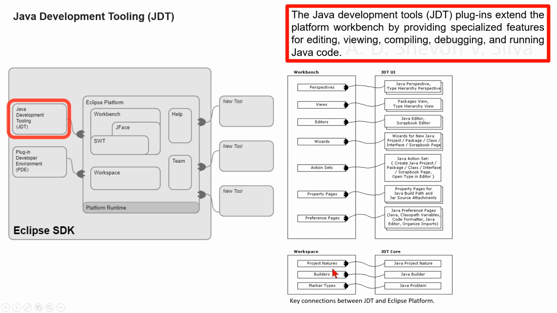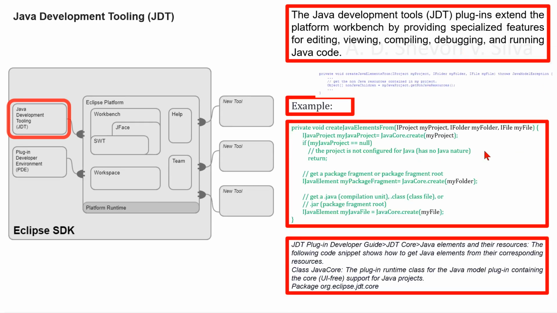Here you can see project natures, builders, and marker types are inside the workspace. Java project nature, Java builder, and Java problem are inside JDT core. Java project nature is connected to project natures, Java builder is connected to builders, and Java problem is connected to marker types.